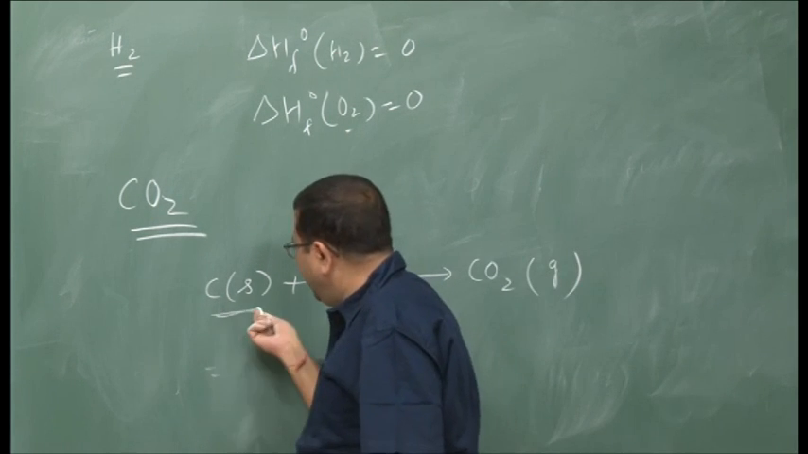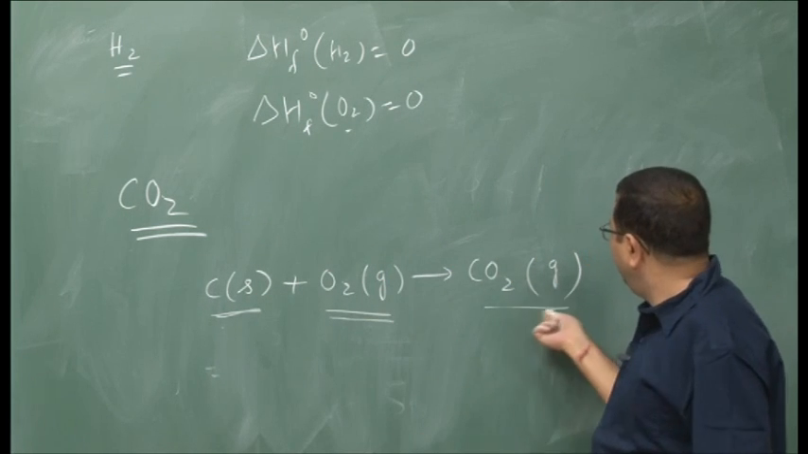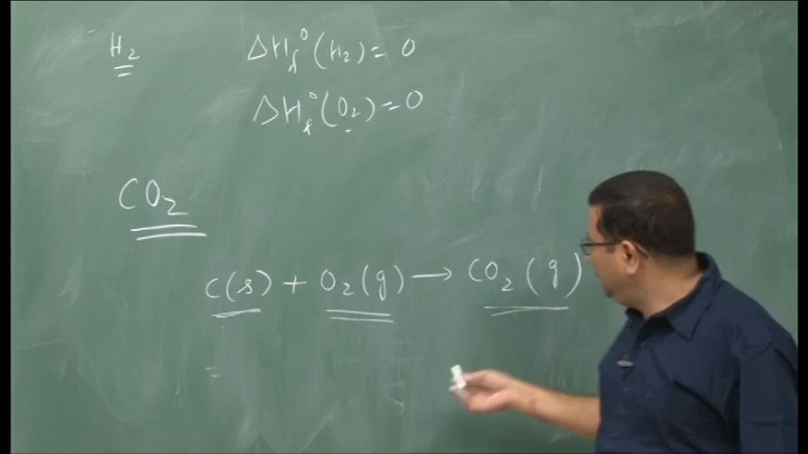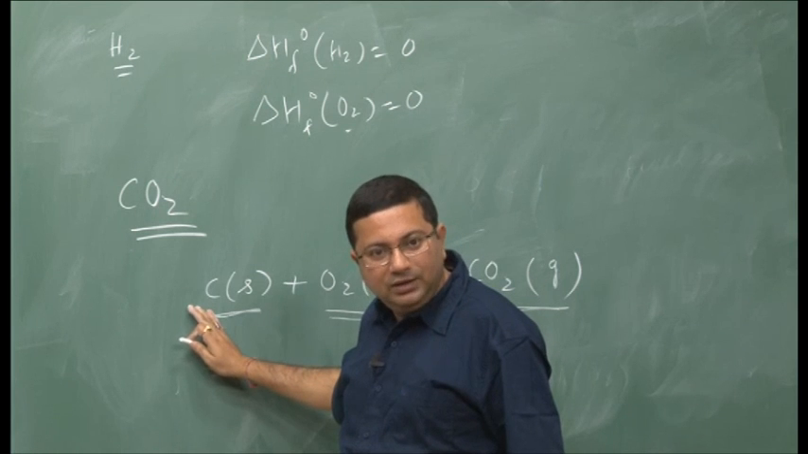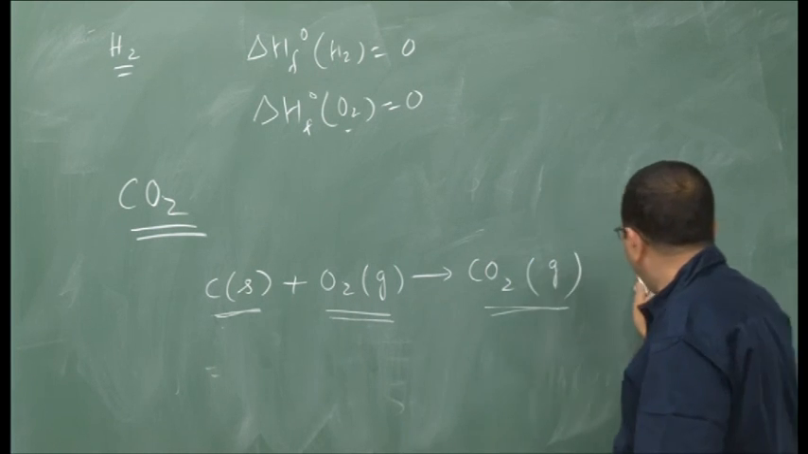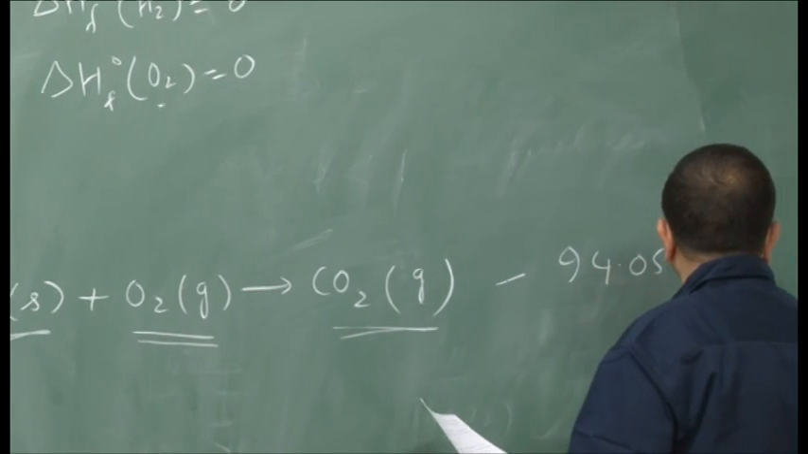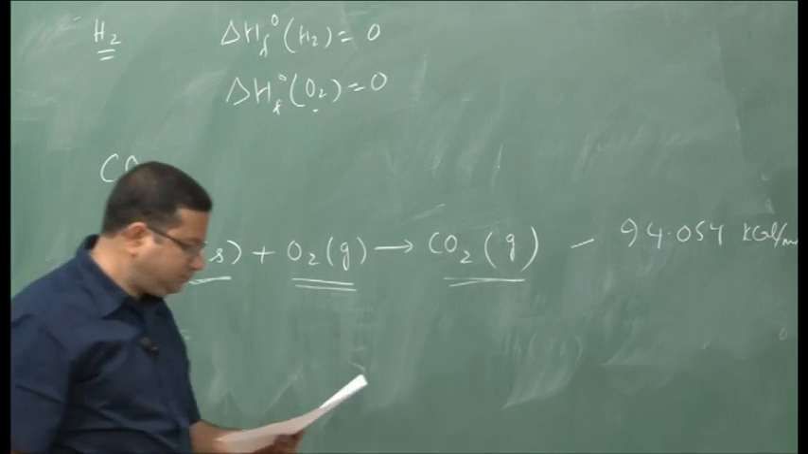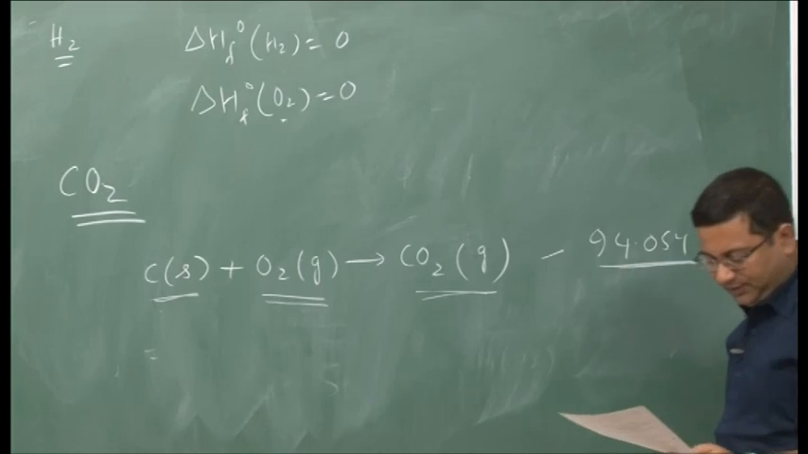Carbon in its natural state is solid, so we are taking solid carbon. Oxygen in its natural state is gas, so we are taking gaseous oxygen, and we will be producing gaseous carbon dioxide. So, this is a formation reaction, because we are forming 1 mole of carbon dioxide by burning 1 mole of carbon in its natural state, which is solid, and 1 mole of oxygen molecule, which is a natural state. So, the heat evolved in this reaction is equal to -94.054 kilocalorie per mole. So, this is then the heat of formation of carbon dioxide at the standard state.